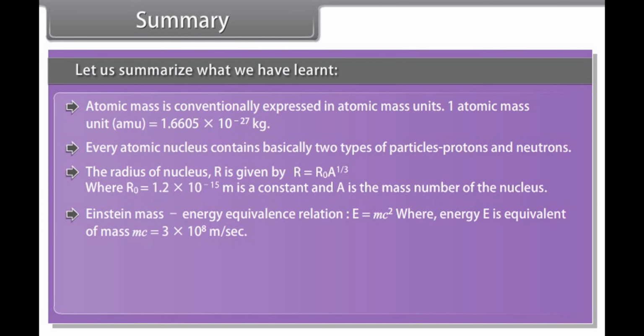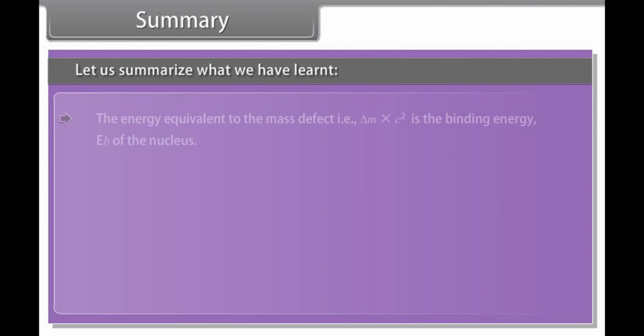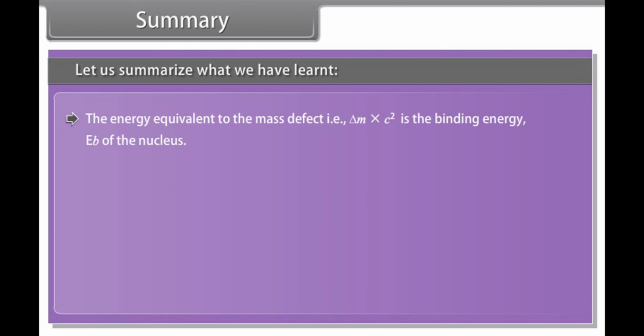Einstein mass-energy equivalence relation, E = mc², where energy E is equivalent of mass m. c is the velocity of light in vacuum, that is 3 × 10^8 meter per second. The mass of a stable nucleus is less than the total mass of its nucleons. This difference delta m in mass is called mass defect, and the energy equivalent to the mass defect, that is delta m times c squared, is the binding energy, EB, of the nucleus.